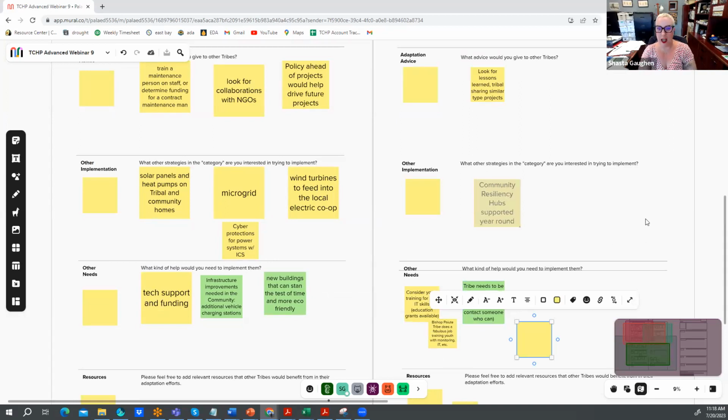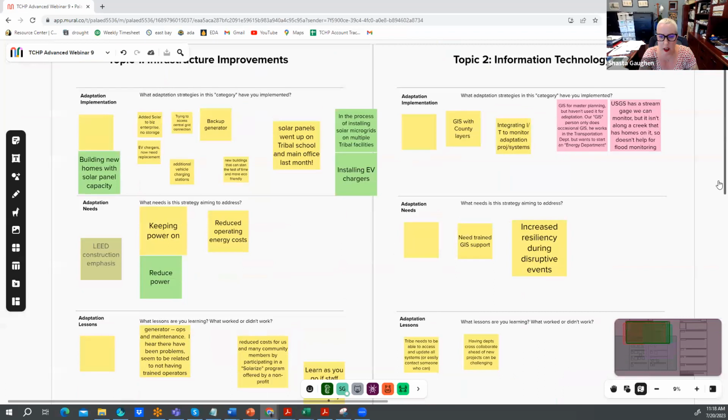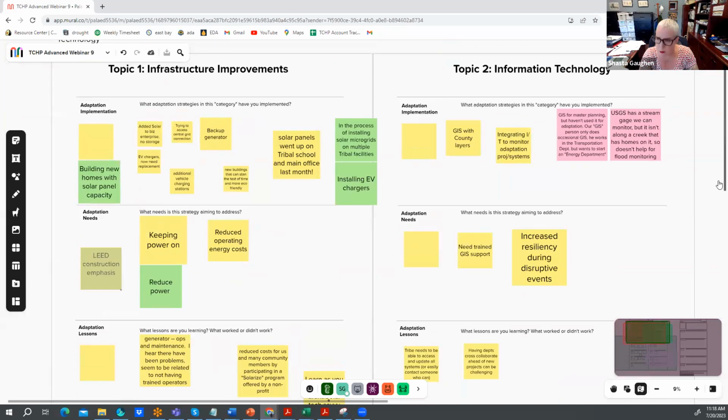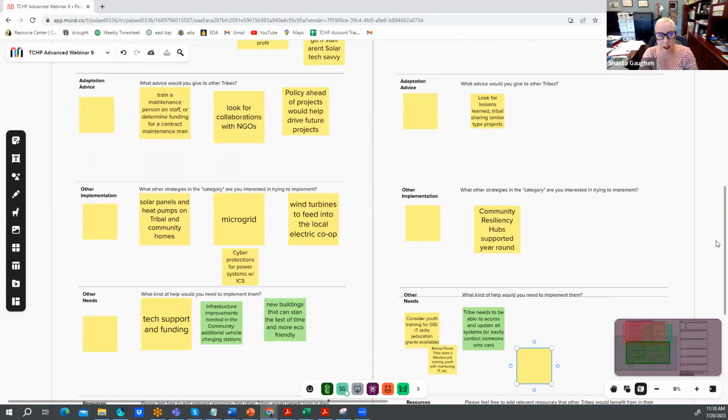But anyway, earlier in the conversation, before we got to the mural, Tim from Graton Rancheria had mentioned this concept of community resilience hubs. And that's something that there's grant funding available for in California. But Tim, are you still with us? If you could talk a little bit about this concept of the resilience hubs, because I think that fits under the infrastructure topic.